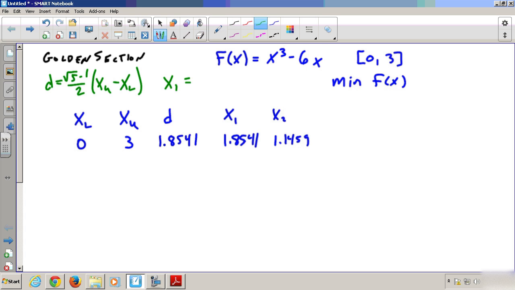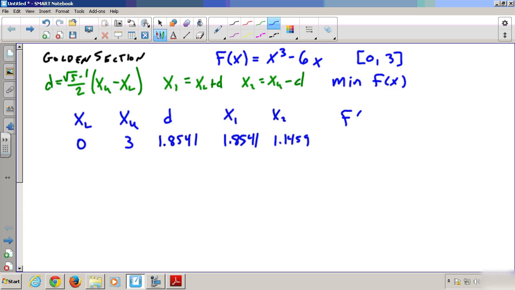x1 is equal to xl plus d. x2 is equal to xu minus d. One very confusing thing about x1 and x2 is that x1 is typically greater than x2, which seems a little backwards, okay? But whatever. All right, now, here's the last thing you need to do for each step.